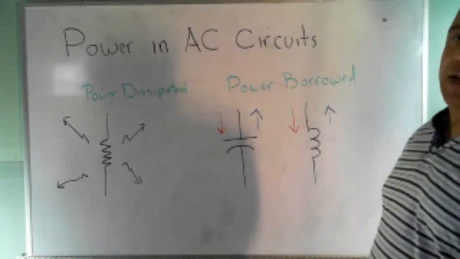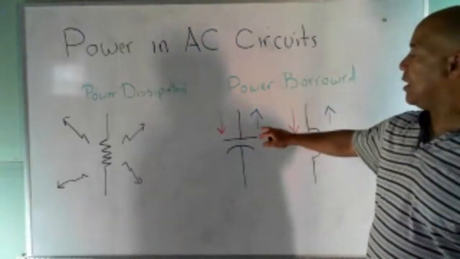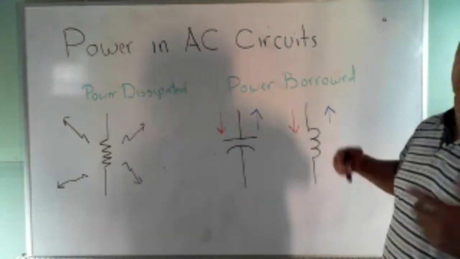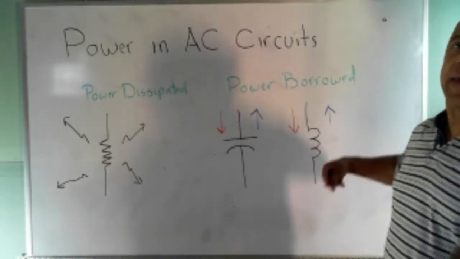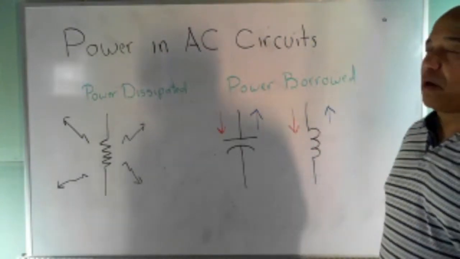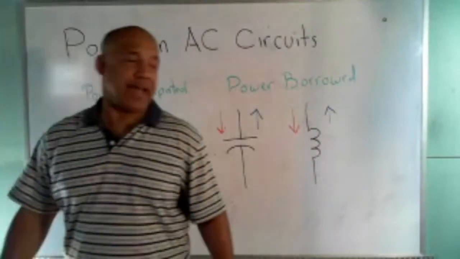So the ideal resistor takes the energy and converts it to heat. The ideal capacitor or inductor takes energy in, stores it for a certain amount of time, and then sends the energy back to the generator. And so we'll get into that as we go along into the lesson today and the next class.